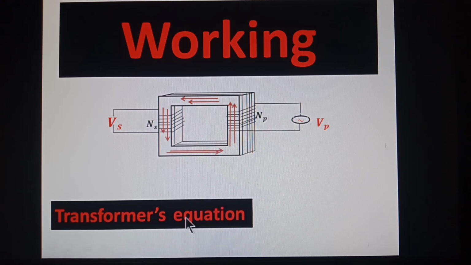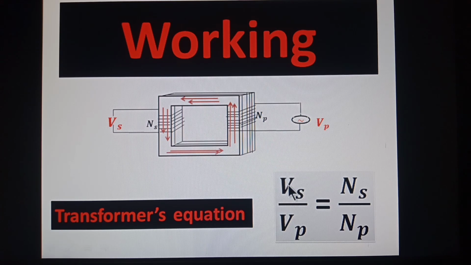Now, the transformer's equation. If Vp is the voltage applied across the primary, Vs is the voltage across the secondary, Np is the number of turns of the primary coil, and Ns is the number of turns of the secondary coil, then according to the transformer equation, the ratio of the voltage across the secondary to the primary is equal to the ratio of the number of turns of the secondary to the primary, meaning the ratio of voltages is equal to the corresponding ratio of number of turns. It is called the transformer's equation.